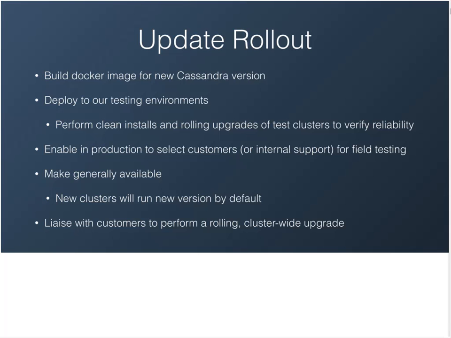And we then enable those images in our production environments to select customers if they've asked for it, or to our internal support teams to do a bit of field testing. We try not to have differences between test and production, but something might have slipped through the cracks, so we just want to do a bit of testing in prod before we say it's generally available. Then we make it available to everybody. This typically means that new clusters that are launched will run the new version of Cassandra by default.